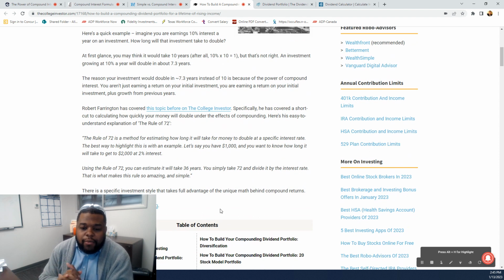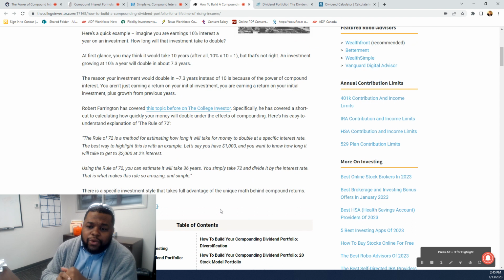So with compounding interest, the most important lesson or rule that you have to understand is the rule of 72. So I have my calculator. Rule 72 just states that whatever you invest into, depending on the rate of return that you get, you take 72 divided by that rate of return, and that's how long it takes your investment to double.